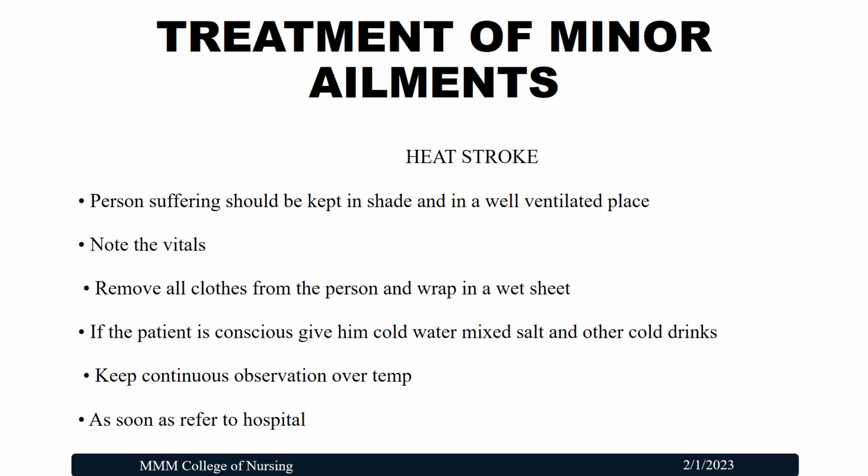Heat stroke. The person suffering should be kept in shade and in a well-ventilated place. Note the vitals. Remove all clothes from the person and wrap in a bed sheet. If the patient is conscious, give him cold water mixed with salt and other cold drinks. Keep continuous observation over temperature. As soon as possible, refer to the hospital.